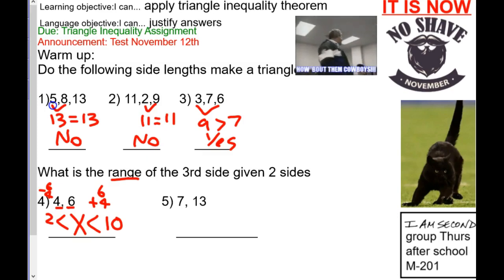Same thing with 10. If 10 is my third side, I'd have 4, 6, and 10. 4 and 6 adds up equal to 10, so it can't be equal. It has to be less than that. So long story short, subtract on the left, add on the right.